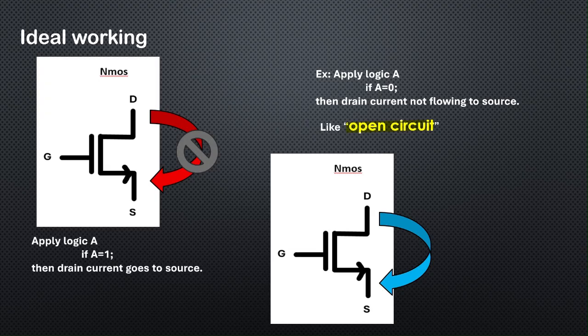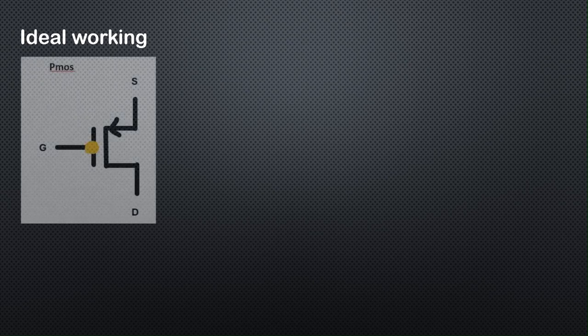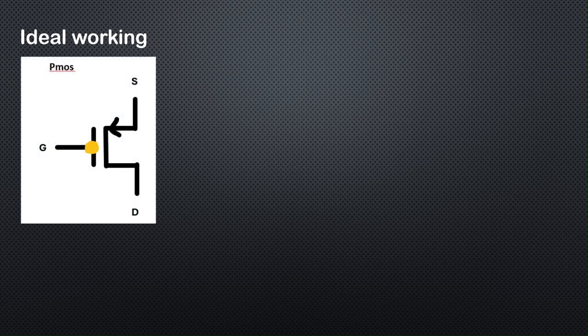Now let's look at how a PMOS transistor works. Good. Now let's look at the PMOS transistor. Remember, in PMOS the current flows from source to drain. Keep this in mind while understanding its operation. In NMOS, we saw that when A equals 1, the transistor turns on and current flows. But in PMOS, it is the opposite. PMOS works in the reverse way compared to NMOS.